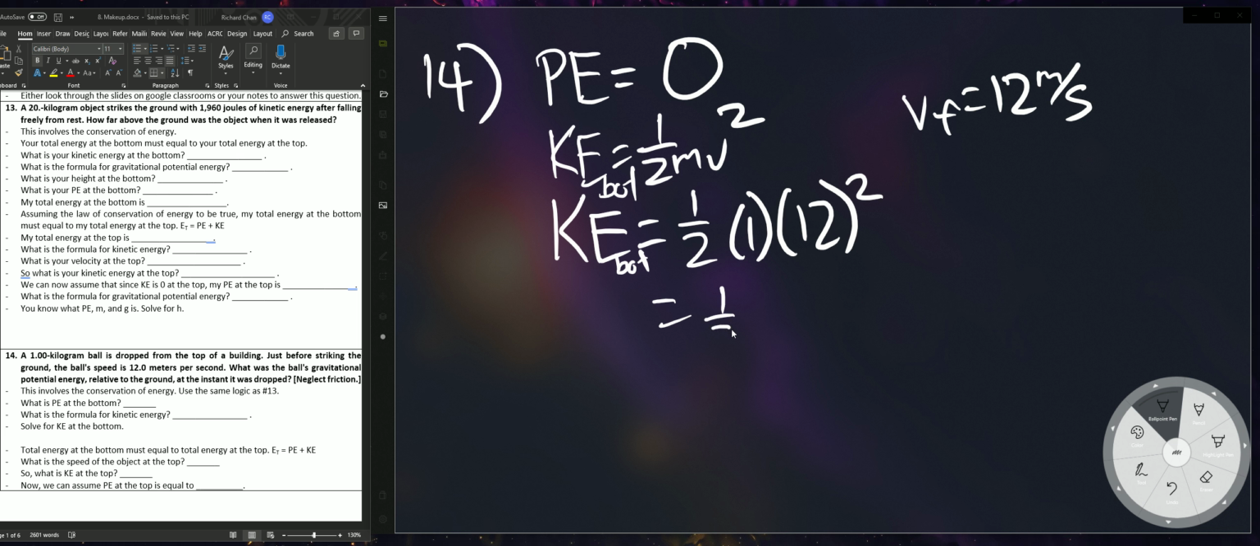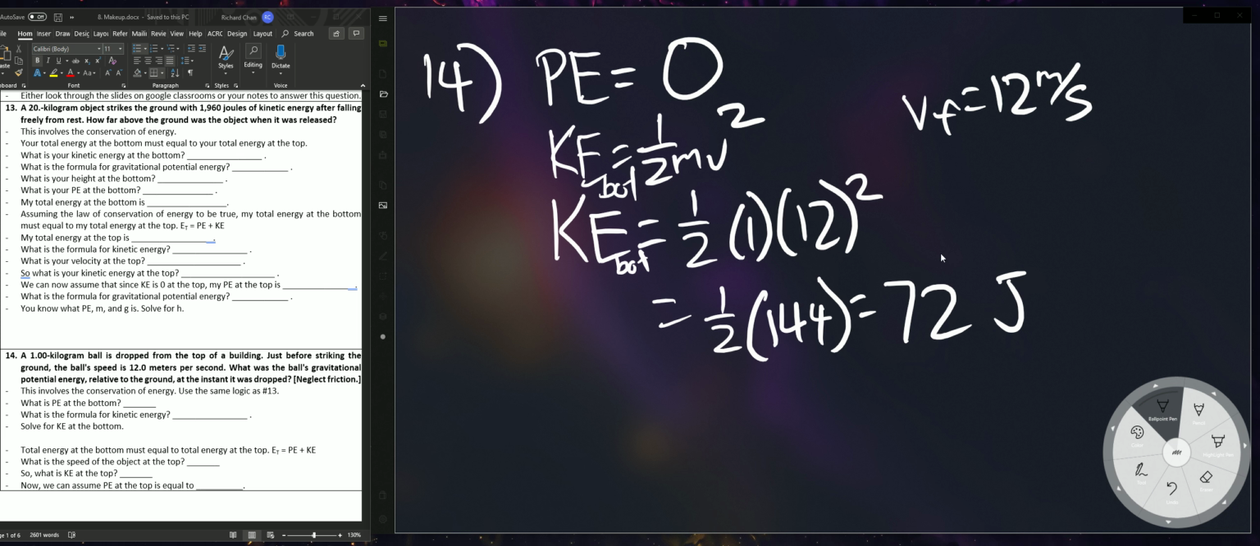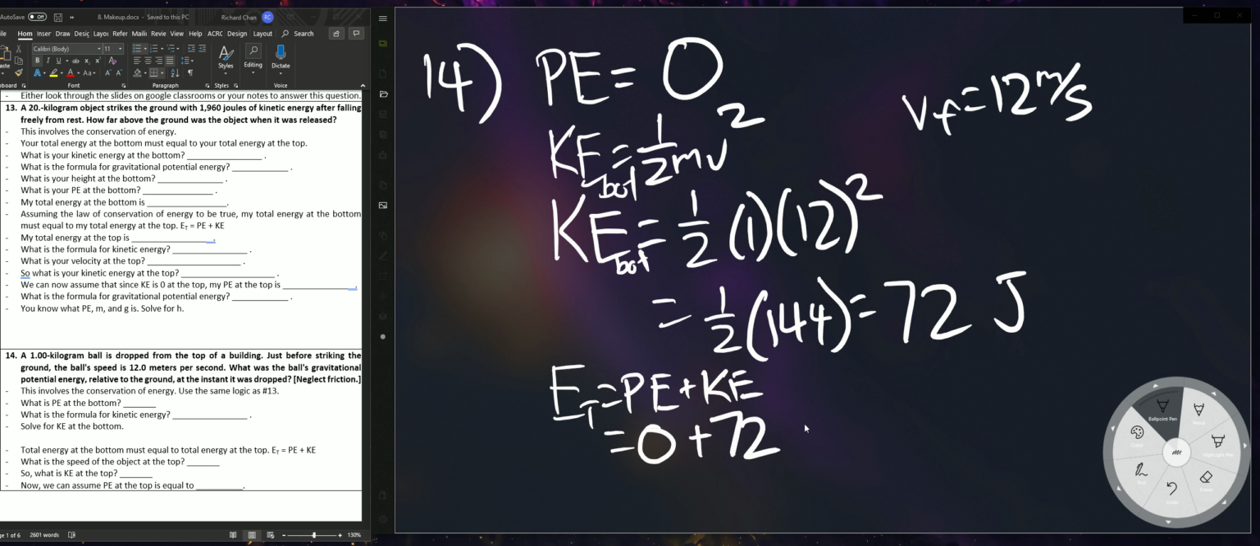So 1/2 times 144, and you're going to get 72 joules. So that's your kinetic energy at the bottom. Now, your total energy at the bottom must equal the total energy at the top. Your total energy is PE plus KE, right? Potential energy at the bottom is 0 and your kinetic energy at the bottom is 72. Well, your total energy here is 72 joules.